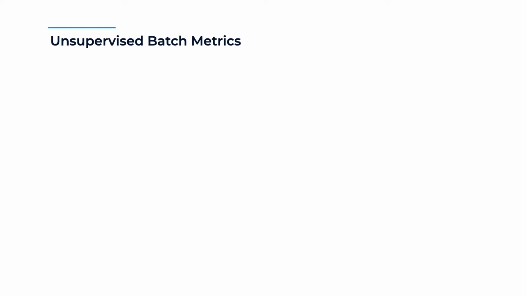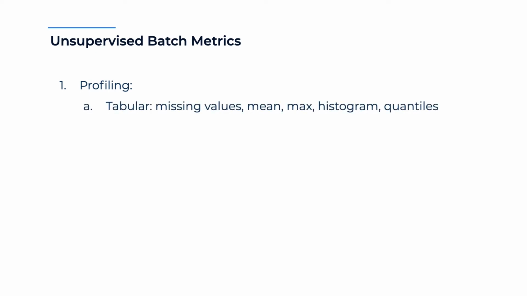Super fancy animation. So unsupervised batch metrics. For tabular data, for instance, you can calculate missing values, mean, max, histograms, quantiles, all the statistics you can gather. You basically track it. It's super cheap, and the good thing is it can be calculated in real time in production.